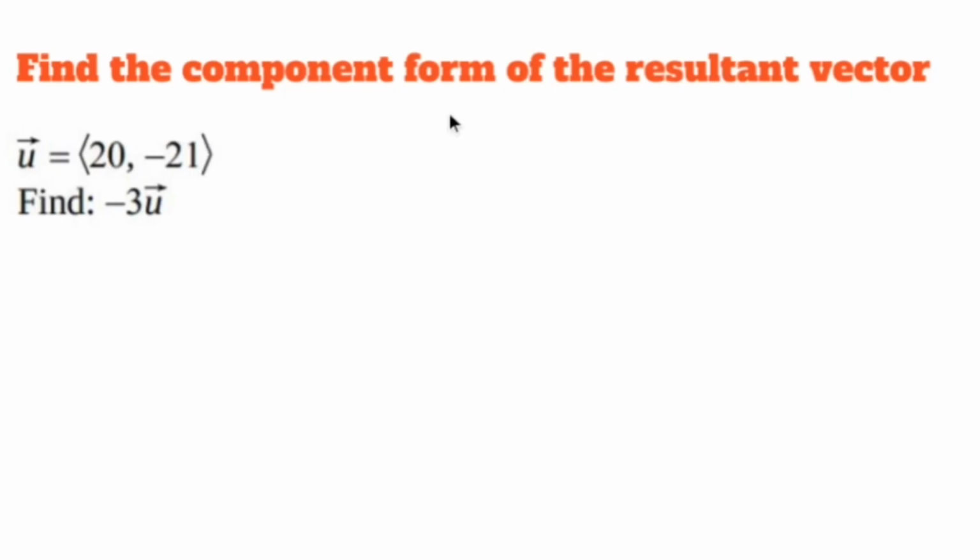Write the component form of the resultant vector. What this is basically saying is U is going to look something like this. Let's multiply -3 to it, which means you flip it, do it again, and do it again. How long is this? Now 3 times because it's 3, and flip it because it's opposite.